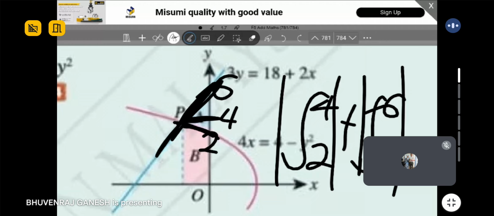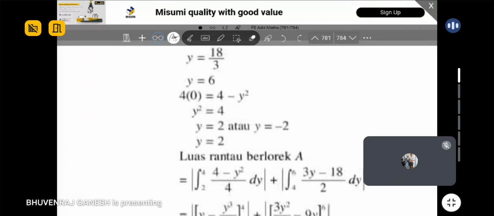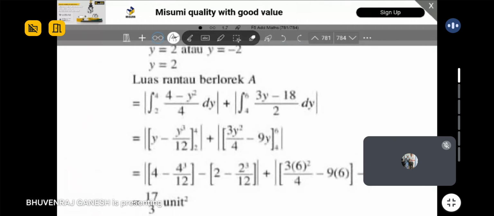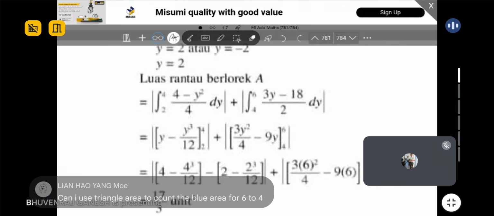Can you all see it guys? So this is how your equation should look like. Then only you start to integrate. Okay, so this is your final answer. 17/3 unit square with the modulus.